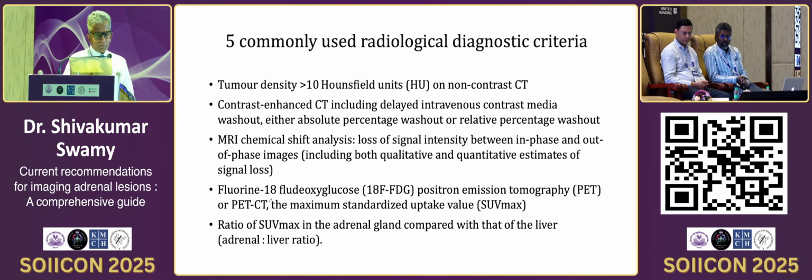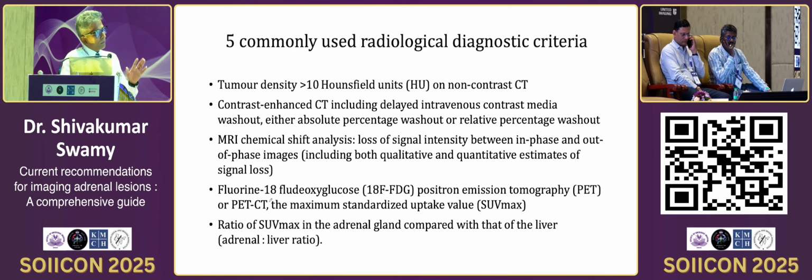Now there are 5 different commonly used radiological diagnostic criteria. Mainly, the tumor density or the attenuation. We call this attenuation, and the magic number is 10 on a non-enhanced CT. And on a contrast-enhanced CT, you look at the delayed CT images as well, and you calculate the absolute percentage as well as the relative percentage washout. We have the formulas, I'll show in coming slides. So this is on the CT.